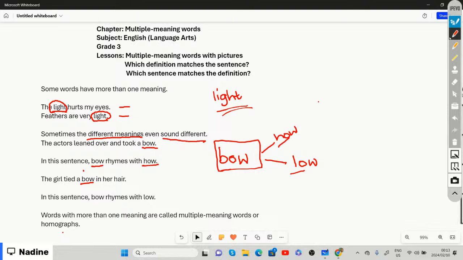So that is how it is with multiple meaning words. The word is spelled the same, but the meanings are different. The word is also spelled the same, but they even have different sounds, or they sound different. And the girl tied a bow in her hair, right? And that is like taking a ribbon and then making a cute little bow.